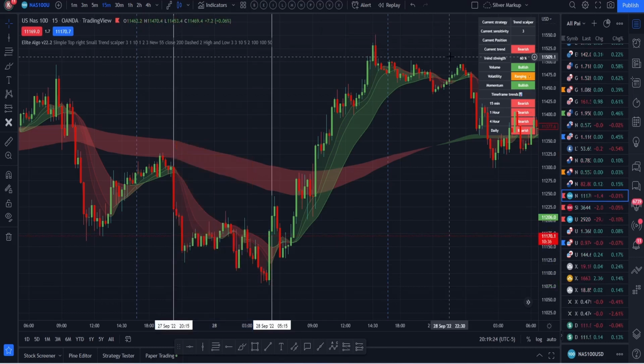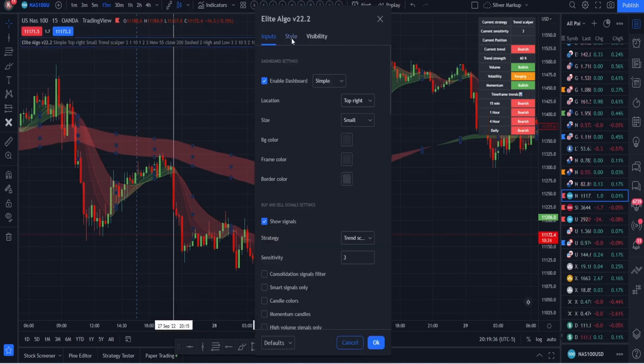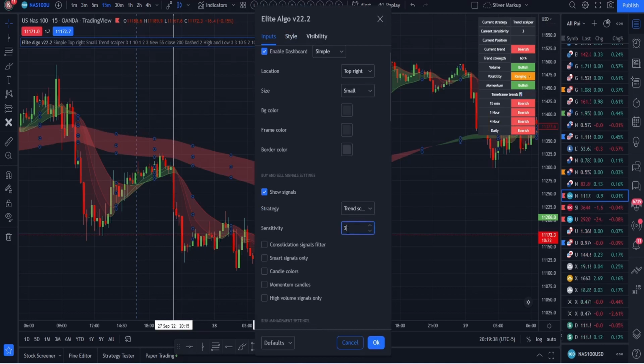But that just gives you an idea. Theoretically, I don't really get in on huge candles because that kind of puts you a little bit ahead of where you want to be in the market, but you get the idea. So moving on to the next part, you have the sensitivity.